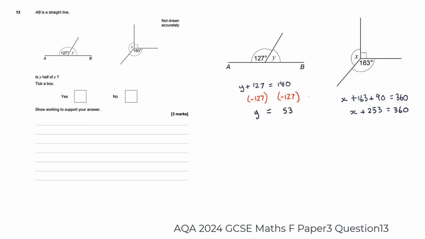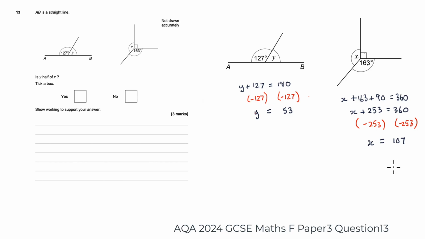Now we do the same. We balance both sides by taking 253 away. And why are we doing that? Because the 253 disappears, and we're left with x on its own, and we take 253 away from 360, and that gives us, check that in your calculator, 107.